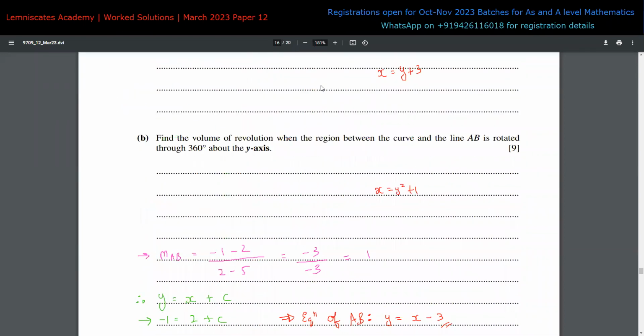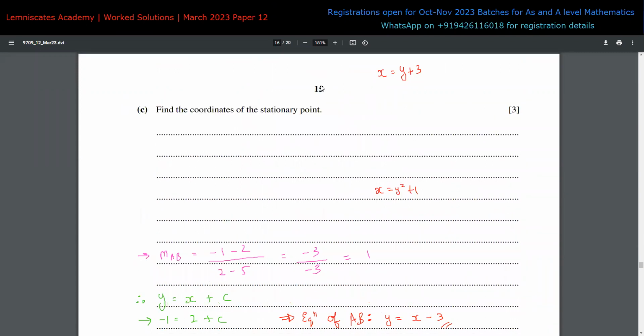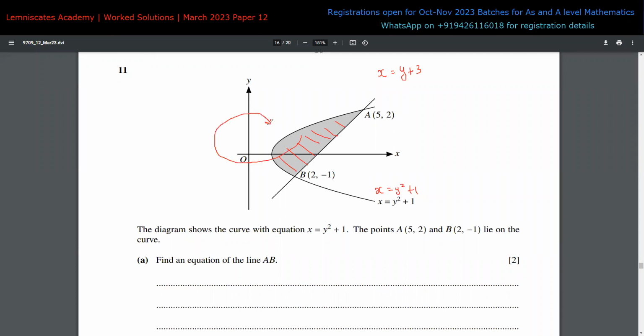Part B is asking us to find the volume of revolution when the region between the curve and the line AB is rotated 360 degrees about the y-axis. All right. So for that, first of all, let me get rid of everything else that we don't need. Okay. So now what we have is this shaded region, which we are going to rotate about the y-axis for 360 degrees.